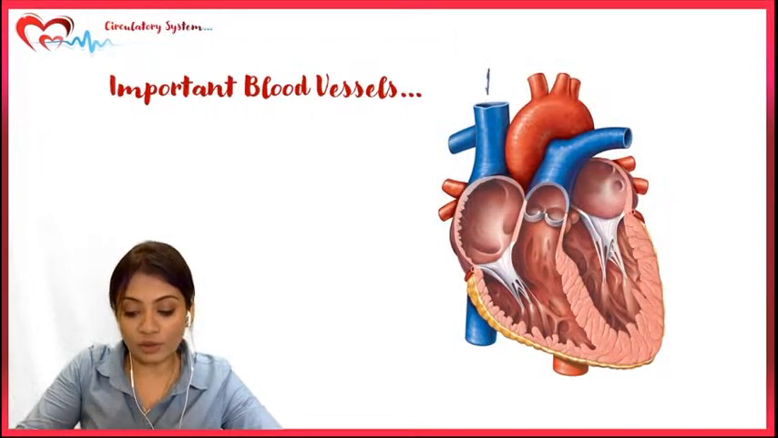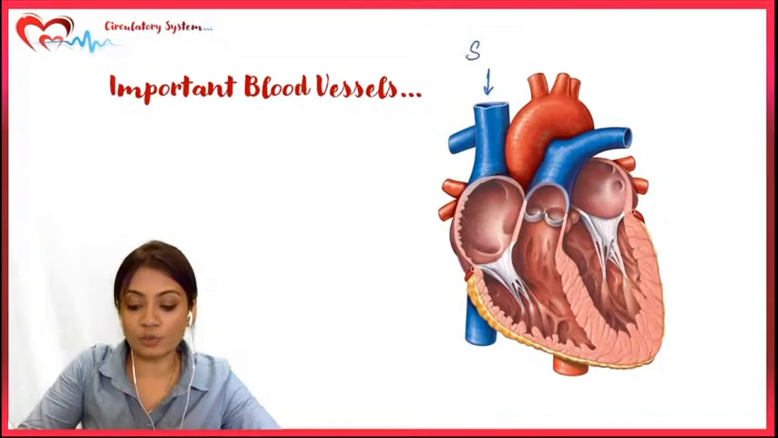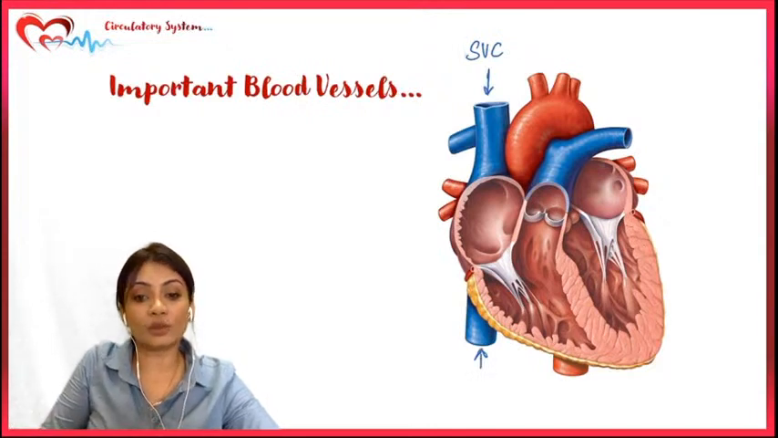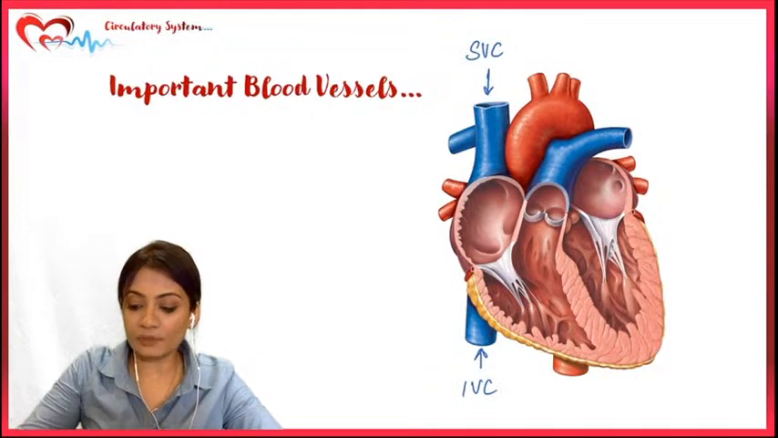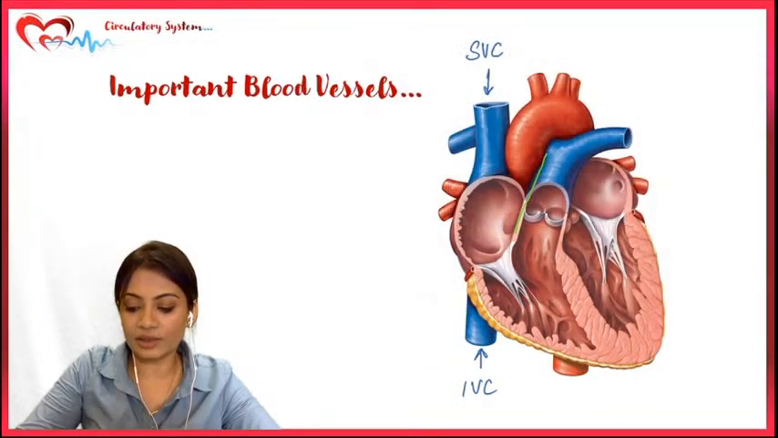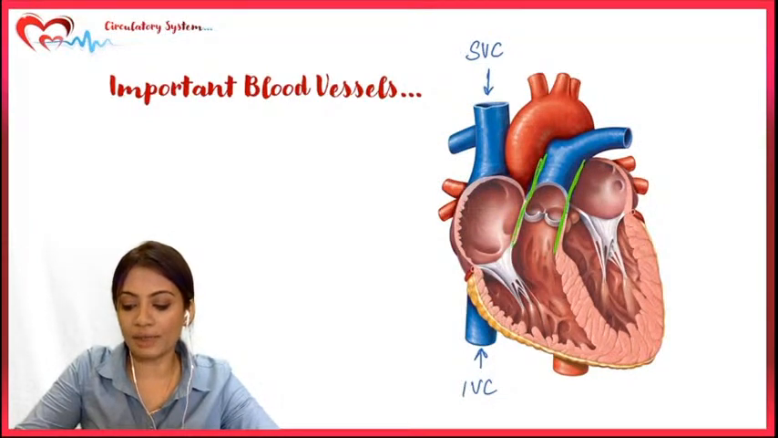First one, this one over here, this was called the superior vena cava. Second one, this one over here, was called the inferior vena cava. Then this part over here, I'll do it with a green color, this part that we're seeing here was called the pulmonary trunk. What was it called? It was called the pulmonary trunk.